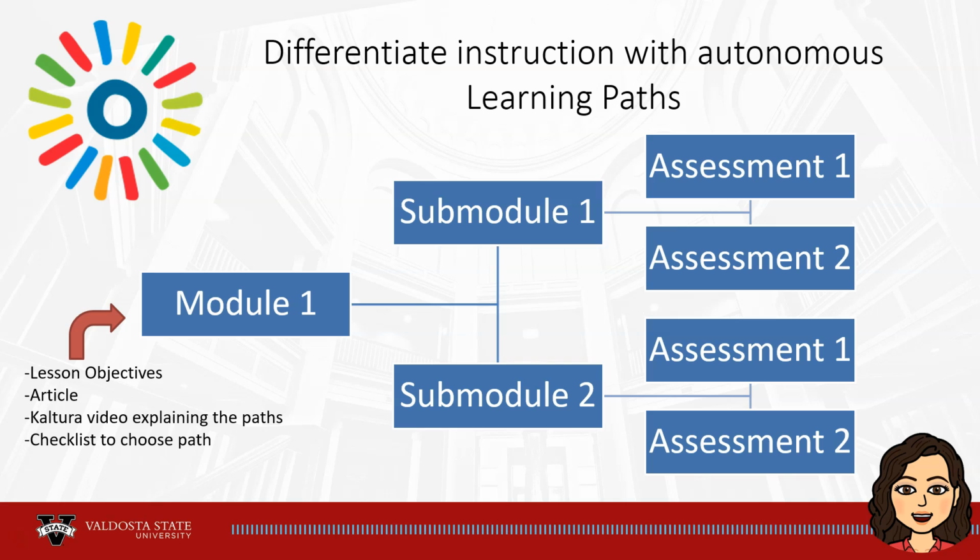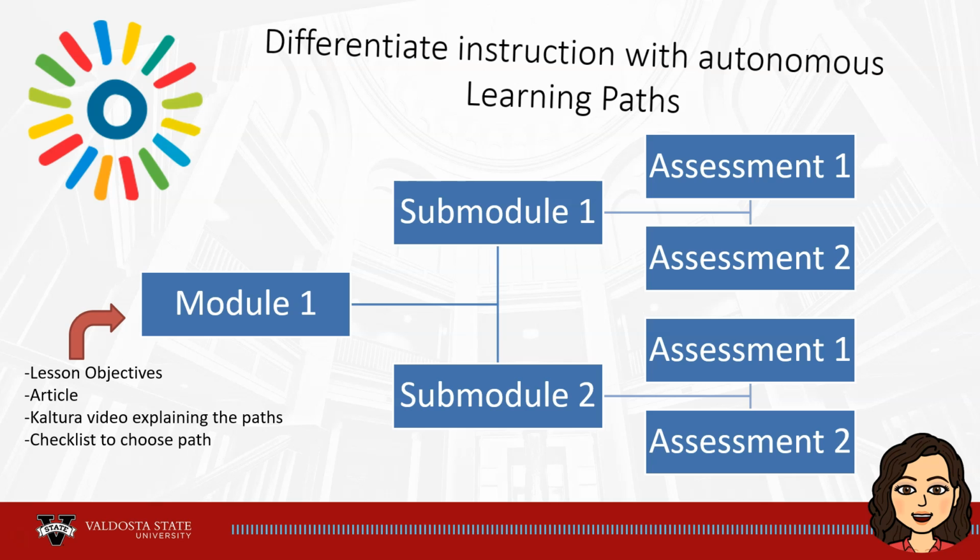Then I want to create a Kaltura video in which I explain the two paths where they can either go to submodule 1 or submodule 2. And lastly, in this first module, I'm going to include a checklist. So students simply have to check the item that has the name of the module they wish to go to next. So what's going to be in our submodules?